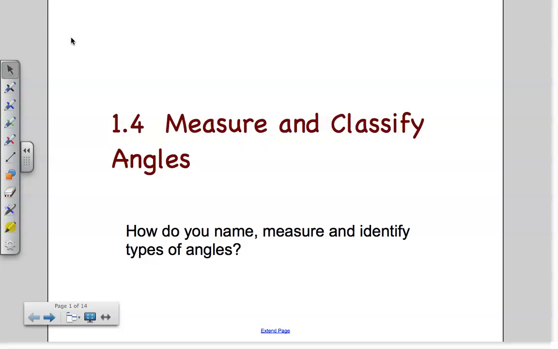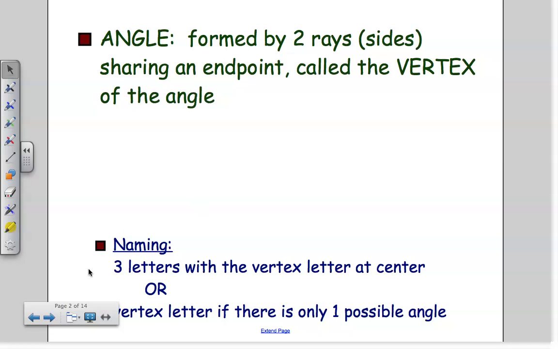In section 1.4, we are measuring and classifying angles. We're talking about naming angles, measuring angles, and some types of angles in this section. So what is an angle, first of all?